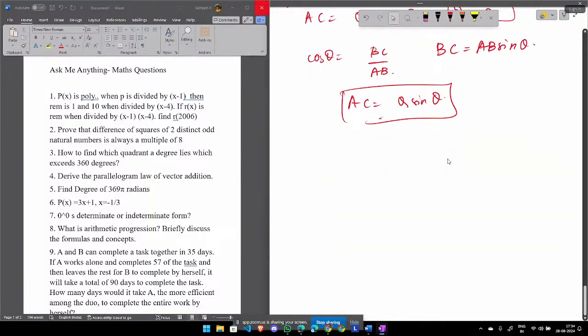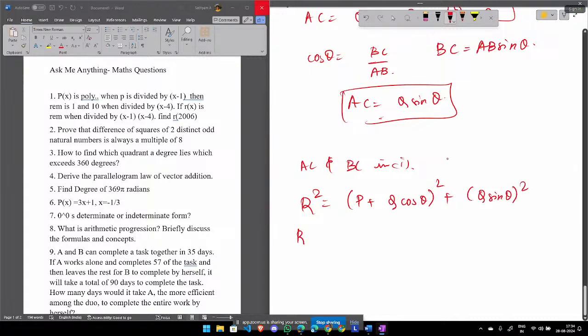Now the magnitude of our resultant, what we have to do is find the magnitude of the resultant. So we'll substitute the value of AC and BC in equation number 1. So what will we get? We'll get R square is equal to (P plus Q cos theta) whole square plus (Q sin theta) square. Or we can also write R square as P square plus 2PQ cos theta plus Q square cos square theta plus Q square sin square theta, right?